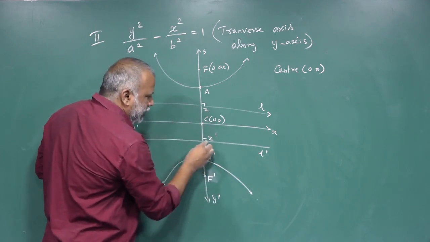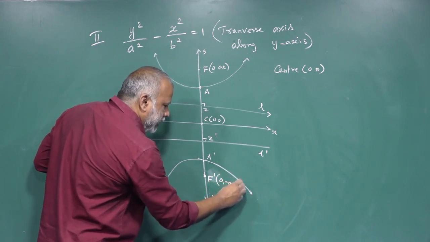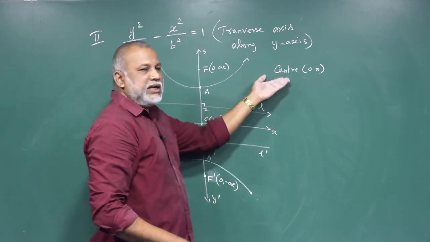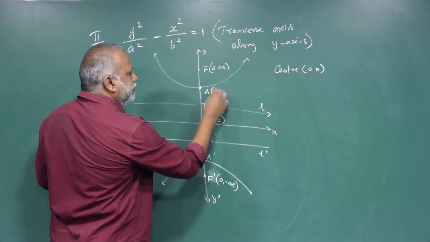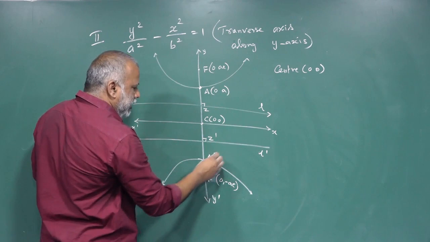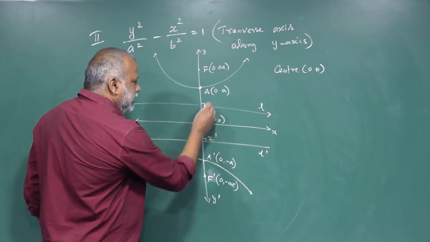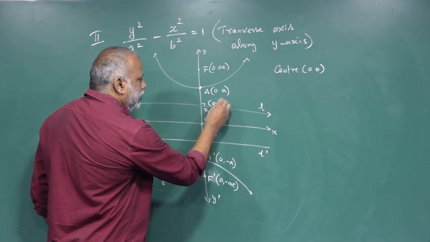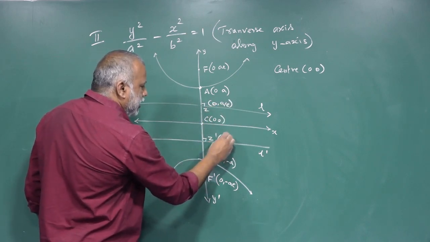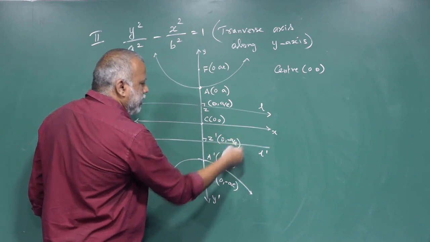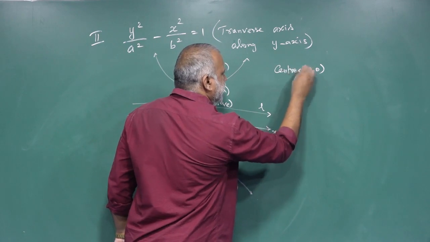F and F dash. Here only Z dash. Now 0, minus AE. Therefore center 0, 0. Now it is called vertices A. 0, A dash must be 0, minus A. Here Z must be 0, A by E. Here Z dash must be 0, minus A by E. Now you can say center is center C.